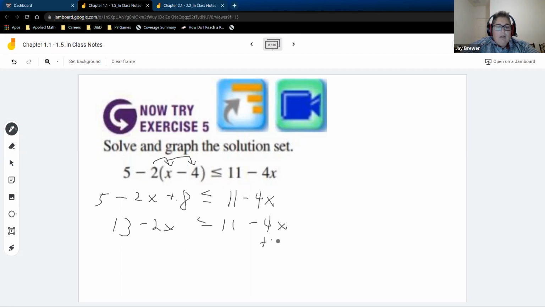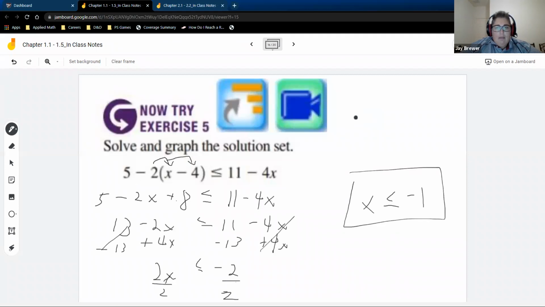I'm going to add 4x to the left. And for spacing, I'm also going to subtract 13 to the right. 13's cancel, 4x cancels. 4x minus 2x will give us 2x. 11 minus 13 will give me a -2. I'm not dividing by a negative number, so my inequality doesn't have to switch. And it's going to negative infinity from an inclusive -1.